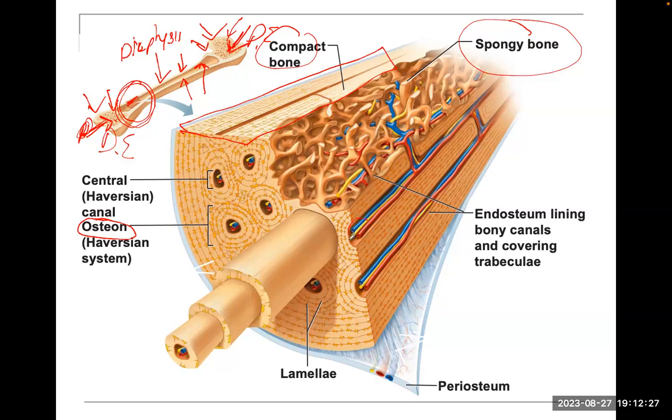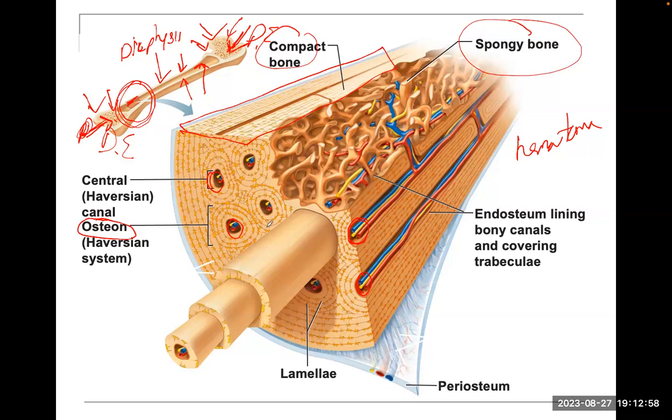You can see them here, artery, vein, and nerve, artery, vein, and nerve, artery, vein, and nerve. That's running through the Haversian or the central canal. And that's why when you break a bone, they bleed, and you can get a hematoma. It's like a tumor of blood that forms. Okay, so we have compact bone, we have spongy bone, and the compact bone has some unique terms that we need to become familiar with.